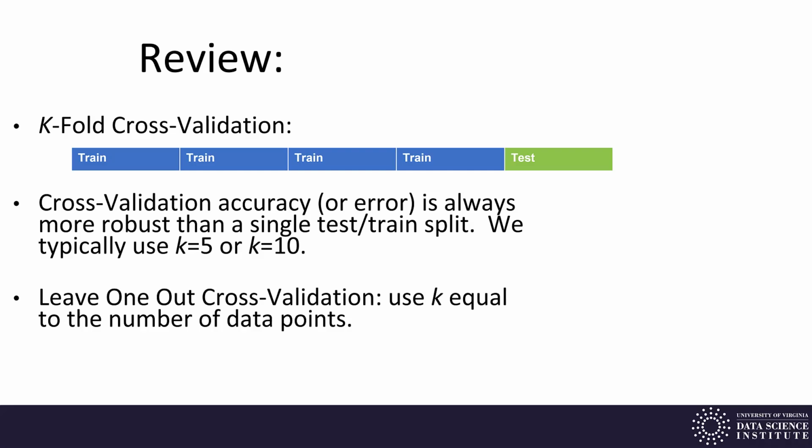And we talked about leave-one-out cross-validation, where we train on everything except for one data point, and then we test on that one data point, and we iterate that test observation through each of the observations in our data set. This is equivalent to using k equal to the number of data points in the data set.